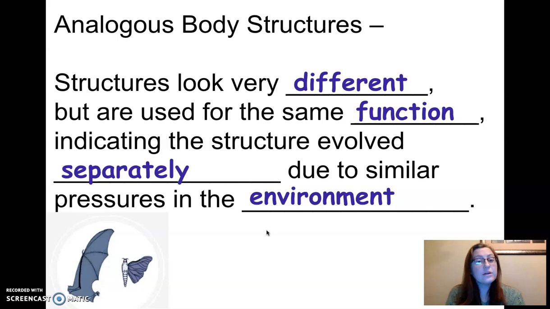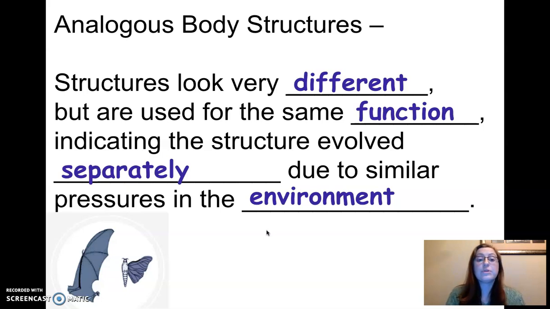On the other hand, we can have analogous body structures. So this is going to be the opposite of homologous structures, but it's still going to support evolution. So in this case, the structures may look very different, but they have the same function. So if you have a different basic structure but a similar function, then differences in those structures indicate that they don't share a recent ancestor. Okay, so why would they have similar function? They have similar pressures in the environment.